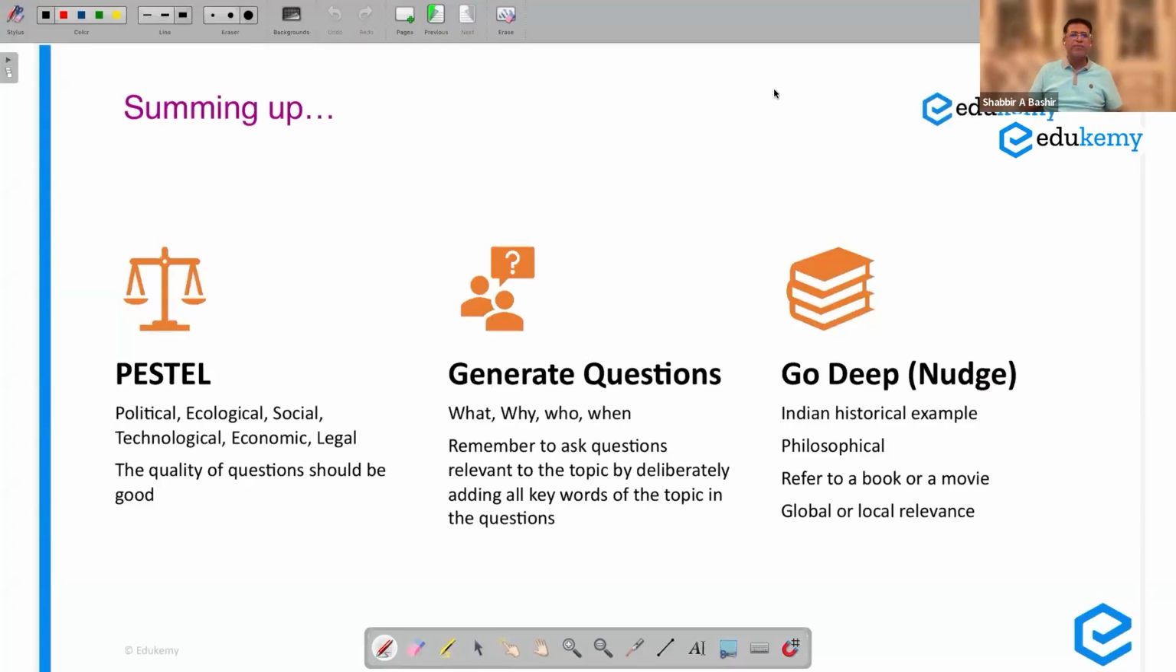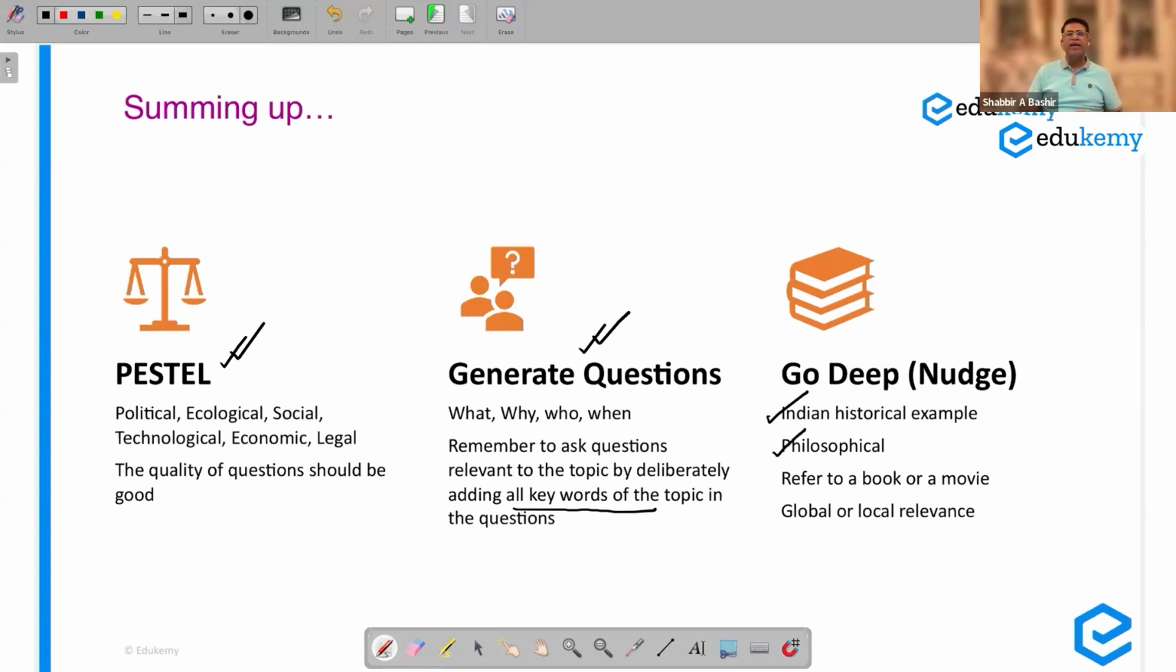Finally, summarizing this particular video. There are 3 techniques of generating dimensions, 3 techniques of developing the body. The PESTEL technique, where you try to touch various dimensions: political, economic, social, and so on. Generate questions: what, where, who, why, when. But make sure the questions you generate are relevant questions. For that, I said each question must have all the keywords of the topic. And finally, go deep.